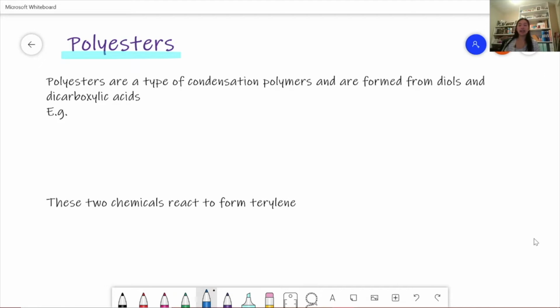The reason why is that to form esters, we need an alcohol and a carboxylic acid. And so in order to get this ester group, C double bond O, to repeat over and over again, we need diols and dicarboxylic acids, because then we have the two functional groups on either end of each of these chemicals. And so, for example, we can look at ethane 1,2-diol. So we have HO, CH2, CH2OH. So we have an alcohol group on either end. So we call this ethane 1,2-diol.